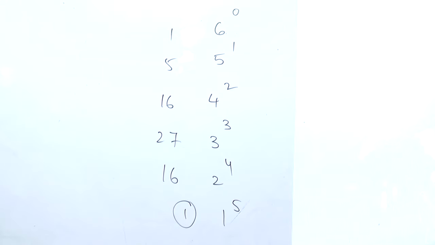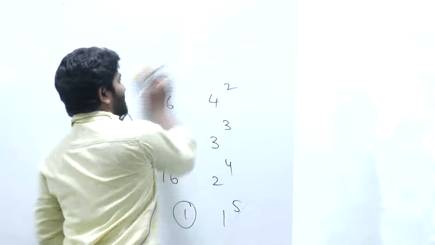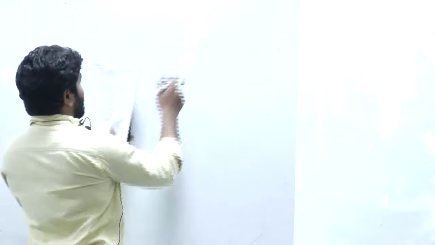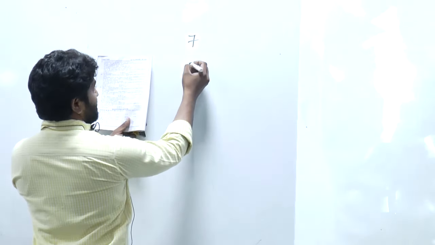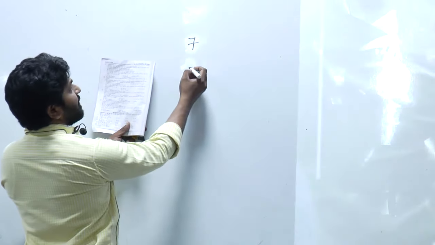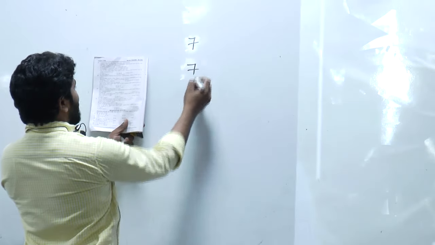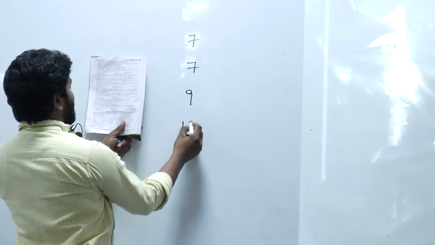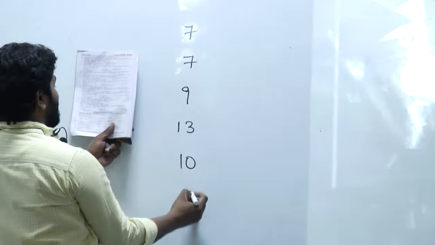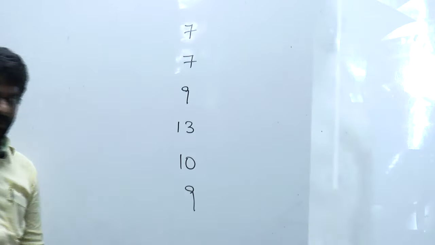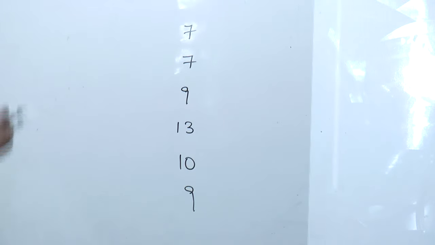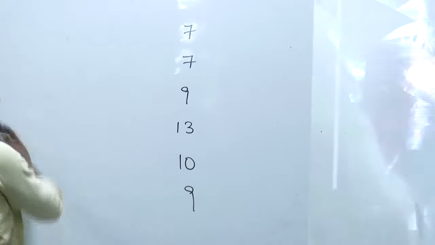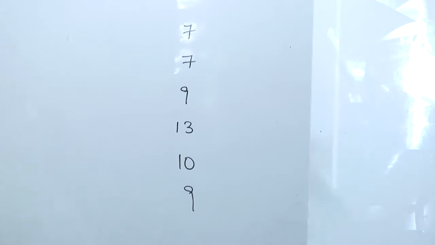Next, 33. I think all are looking like squares, right? Let me write those numbers. First you have 7 square, 49. Next, also 7 square. Next, 9 square, 13 square, 10 square, 9 square. All are squares. What is the reason for these numbers? Right. Tell me squares now.